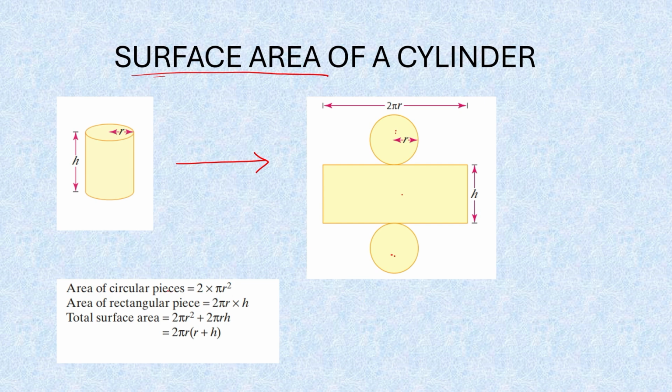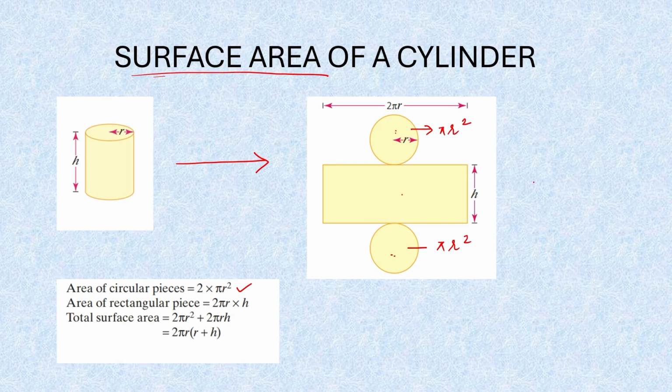Now we'll find the area of the circular pieces. We know that the area of a circle is pi r square. For the area of this circle, this is pi r square, so the area of the circular pieces will be 2 pi r square. Now we have to find the area of the rectangular piece.